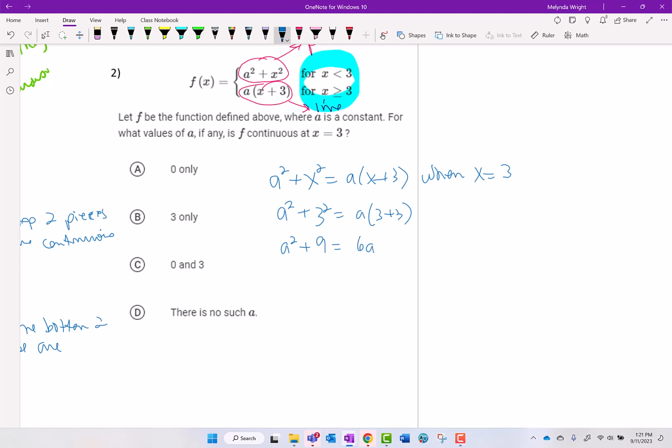Here's where our pre-cal / algebra skills come in handy. To solve that, I'm going to have to move everything to one side, set it equal to 0. That's what we do when we solve. We move everything to one side, set it equal to 0. So I've got a squared minus 6a plus 9 is 0. And then that's a quadratic.